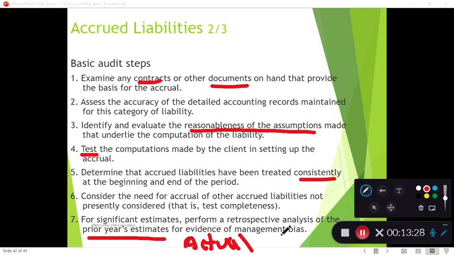So those are just some generic steps we would do for these accrued liabilities. So that'll conclude the recorded lecture for accounts payable.